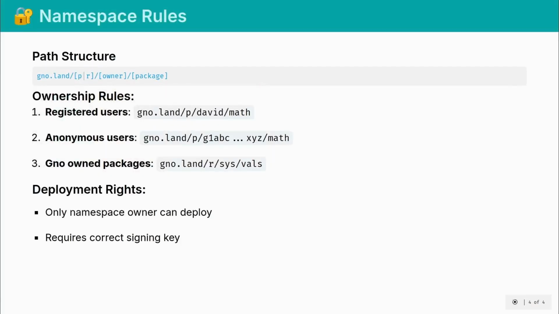A quick look around: you can define a namespace, defined as either your username, which you will be able to register, your address, for anonymous users, or Gno-owned packages like sys for system. Only the namespace owner can deploy and it requires the correct signing keys.